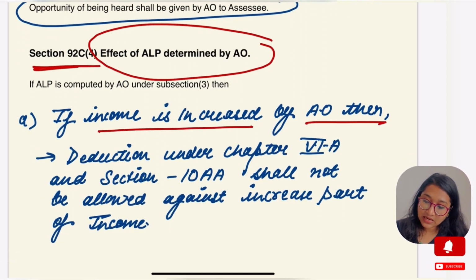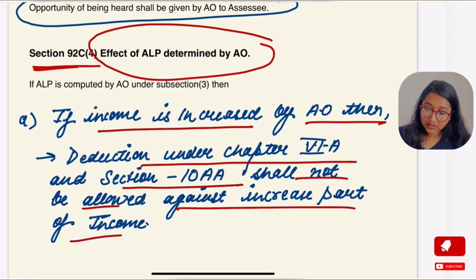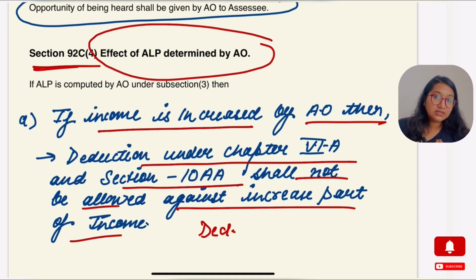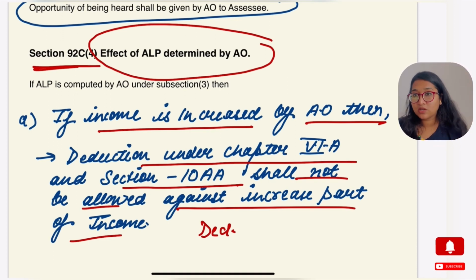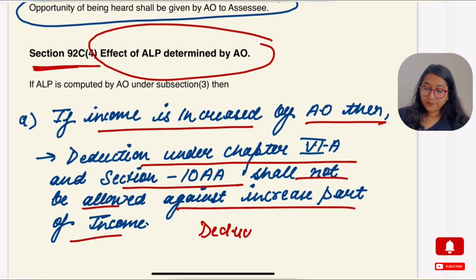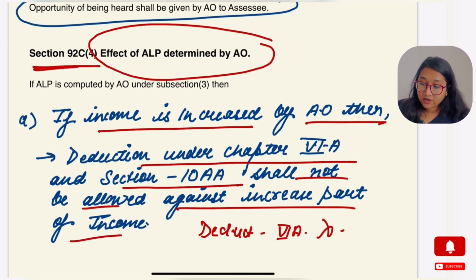If the income is increased by AO, then deduction under chapter 6A and section 10AA shall not be allowed against the increased part of income. Do you remember the deduction which we used to get under chapter 6A, while computing total income of SSC, right? We get deduction under chapter 6A, and various deductions are also allowed. In that case, deduction under chapter 6A will not be given to whom?